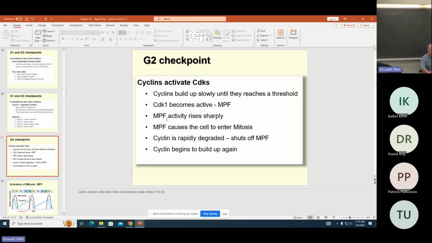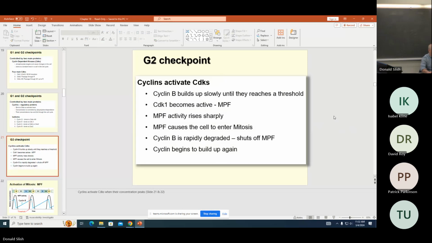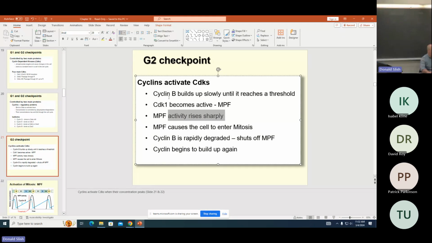MPF activity rises really sharply, so the cell rapidly goes into mitosis. And then after you get into mitosis, cyclin B gets degraded and that shuts off MPF. So cyclin B builds up slowly until it reaches a threshold. Then that activates CDK1, MPF activates really quickly, and the cell goes into mitosis, and really quickly after it goes into mitosis, it shuts off. Okay, so the question then, and this is what complicates the transition a little bit, is why does it rise so sharply? If cyclin B is building up slowly, why does MPF activate very quickly?